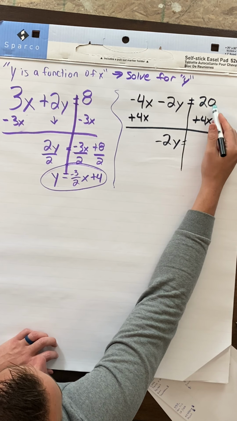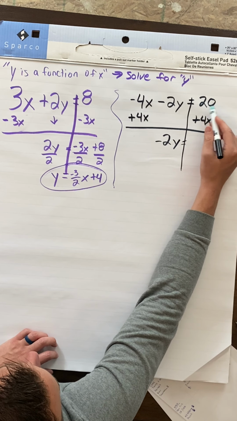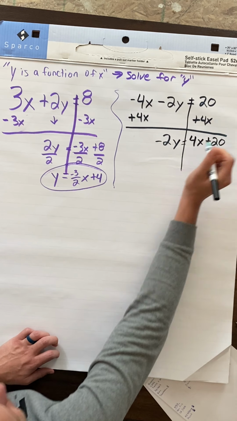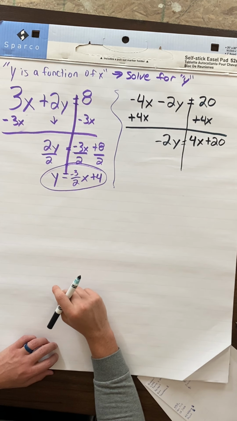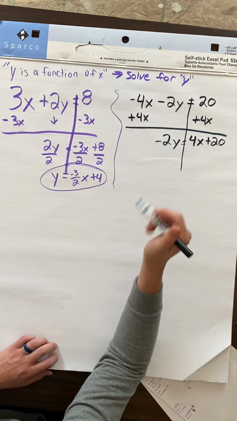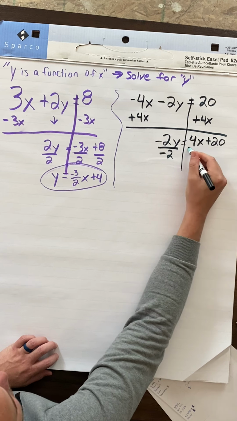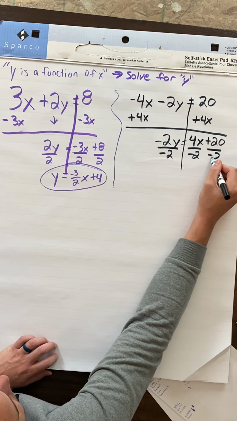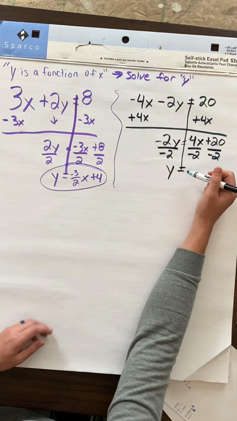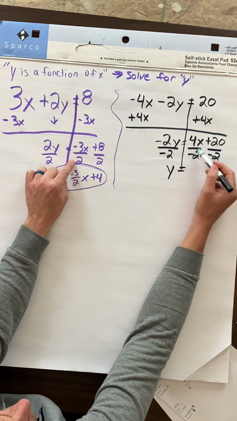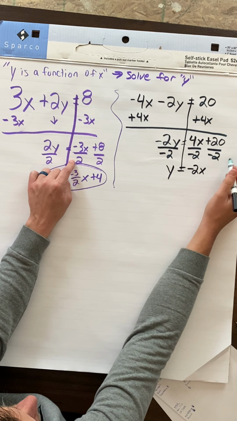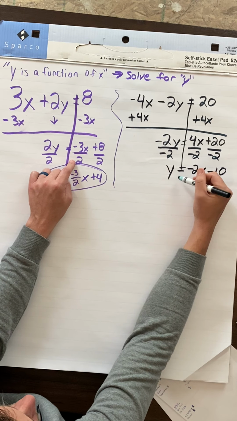We can't combine these, remember, just a regular number and a variable. We write 4x plus 20. Next thing we have to do is we're going to get rid of this negative 2. So we're going to divide each term by negative 2. Y equals negative 2x. Over here we left this improper fraction, well, we could simplify this. 20 over negative 2 is negative 10. So it's y equals negative 2x minus 10.